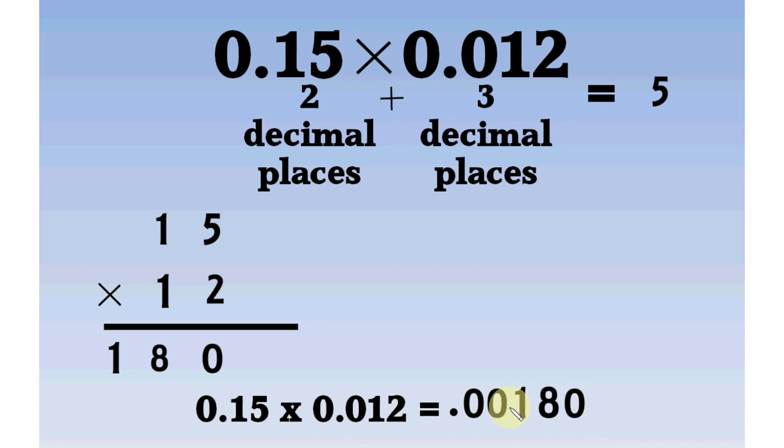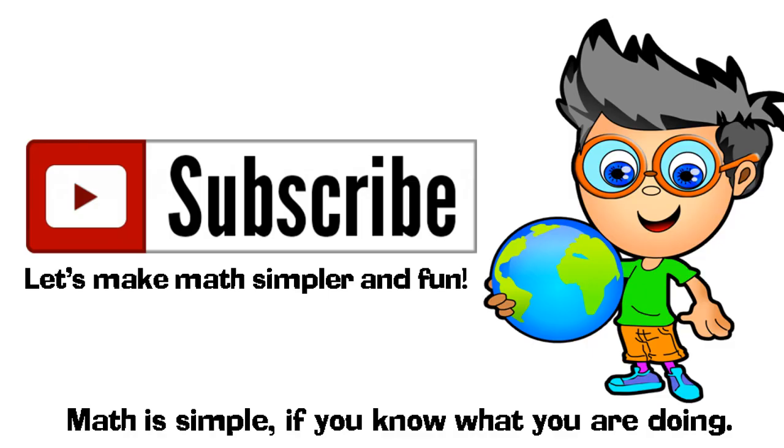So, add the number of decimal places of all the numbers you multiplied to get the number of decimal places in the final product.